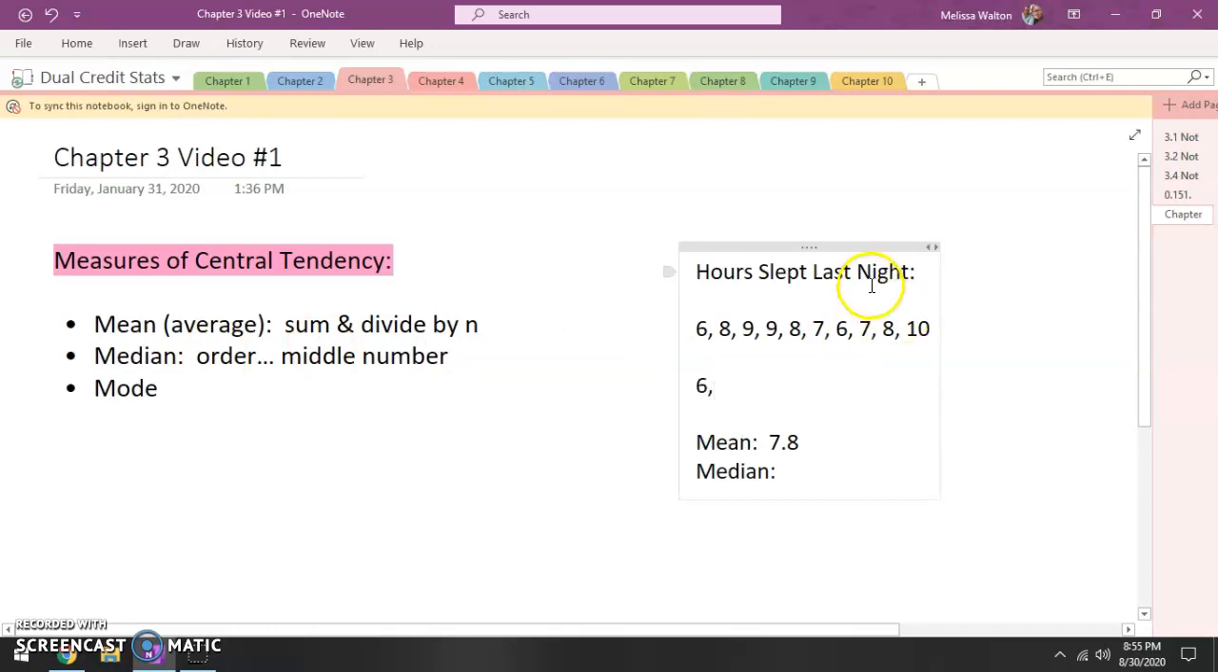6 is my lowest. It looks like I have 2 6s. 7, I've got 2 7s. 8, I have 1, 2, 3 8s. And then finally I have 1, 2 9s, and 1 10. And before you start calculating anything, make sure that these are in the correct order and that you didn't miss any. So middle is where we are going to try to find the middle number.